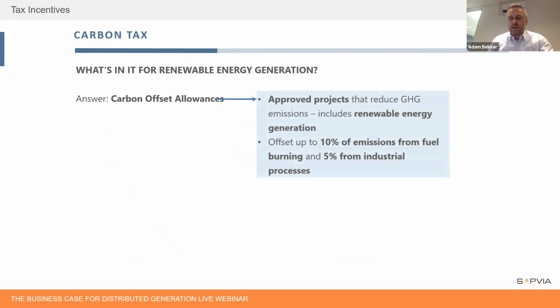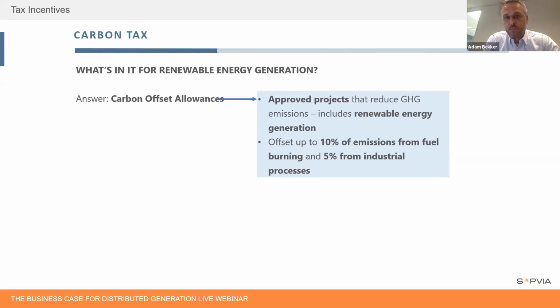So the question is, how does this carbon tax feed into the economic case for renewable energy, in particular for solar PV? And the answer is that one of the allowances that you can claim against your carbon tax liability is what they call a carbon offset allowance. So there are certain approved projects that reduce greenhouse gas emissions, and a client can purchase effectively the credits from those, or if you're implementing that project yourself, you can obviously offset some of your emissions from that project.